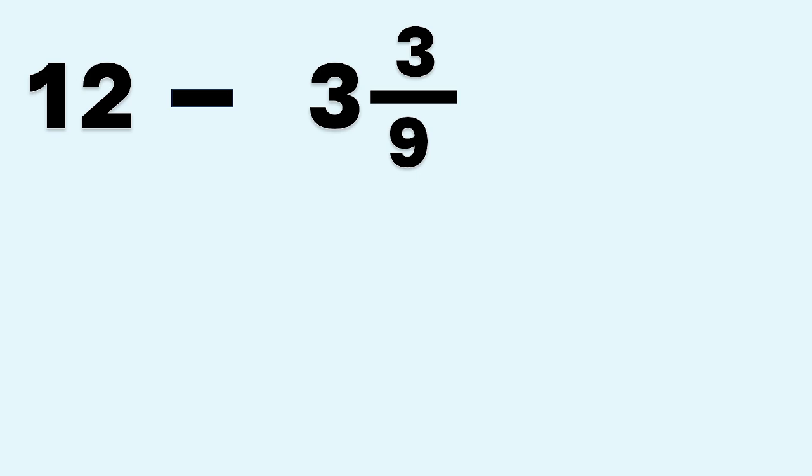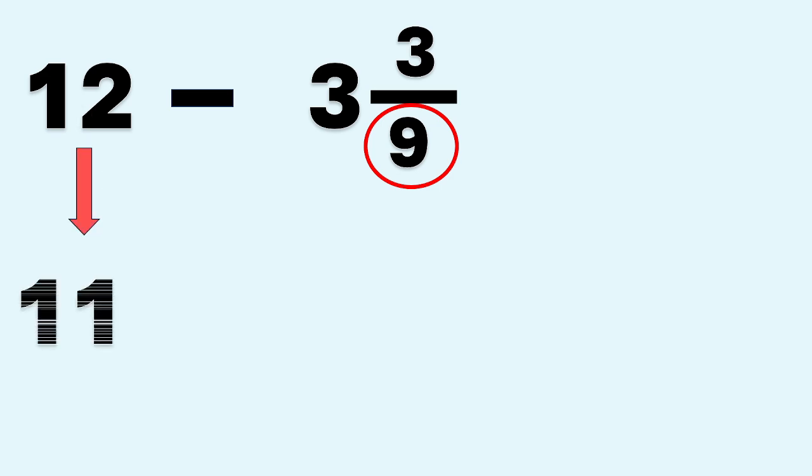Another example, we have here 12 minus 3 and 3/9. The first thing we are going to do is regroup, or change our whole number to a mixed number, and the fractional part of that mixed number needs to equal one whole, and we need to keep a common denominator 9. We have here 12, our whole number. We are going to regroup as 11, and then our fractional part needs to equal one whole.